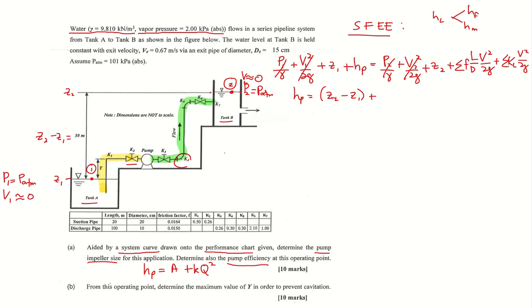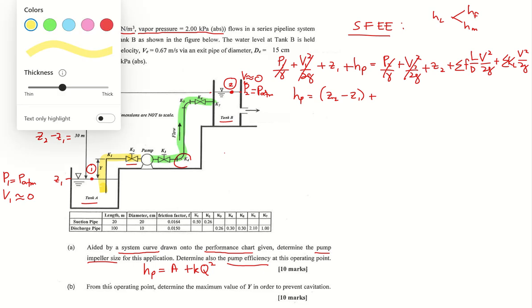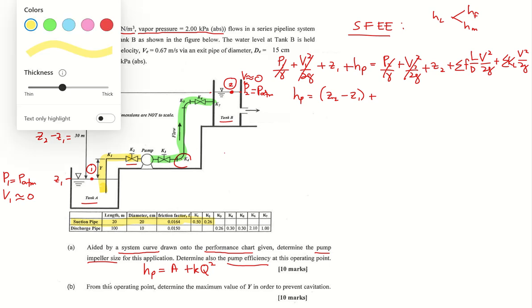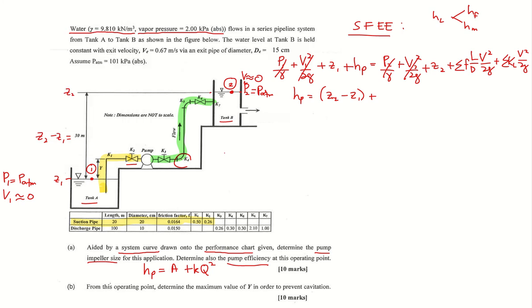So in the suction pipe, the values for the length is 20 meters, diameter is 20 centimeters. Friction factor is given there, and the KL, we have K1 and K2. While for discharge pipe, the length is 100 meters, diameter is 10 centimeters. This is the friction factor and the loss coefficient on the pipe. So you need to replace into the equation.